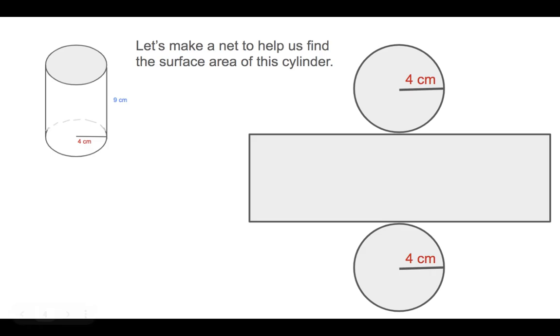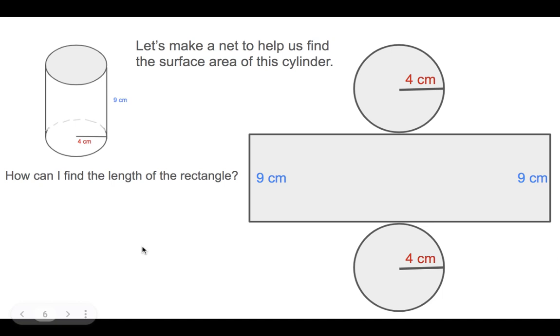We know that the top and the bottom circles have a radius of 4 centimeters. And we also know that the height of my cylinder is 9 centimeters. What we don't know, though, is the length of my rectangle. So how are we going to find the length of the rectangle?